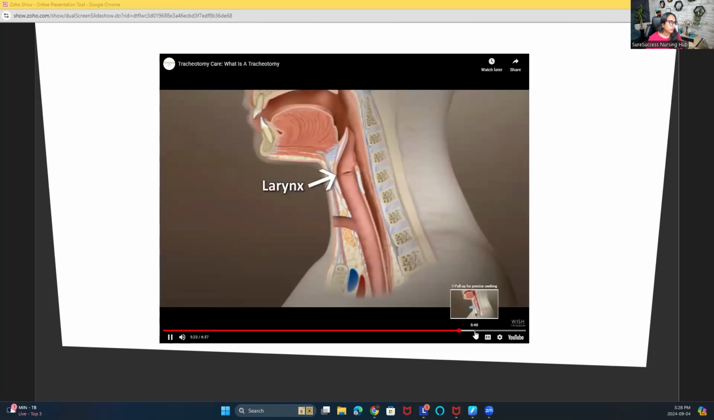Voice can be affected by a tracheotomy. When a cuff is inflated, the patient will be unable to talk because no air passes through the larynx or voice box. If the cuff is deflated, a patient can often talk as they breathe out, but this depends on how much space there is around the trach tube.